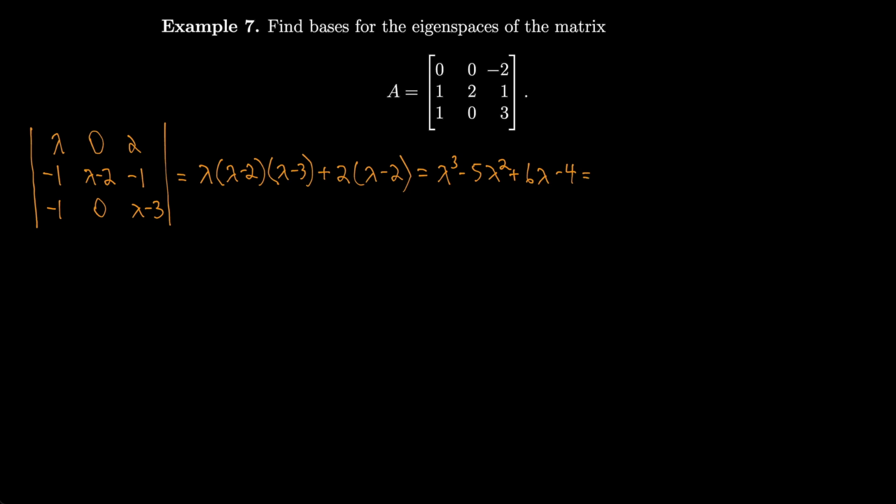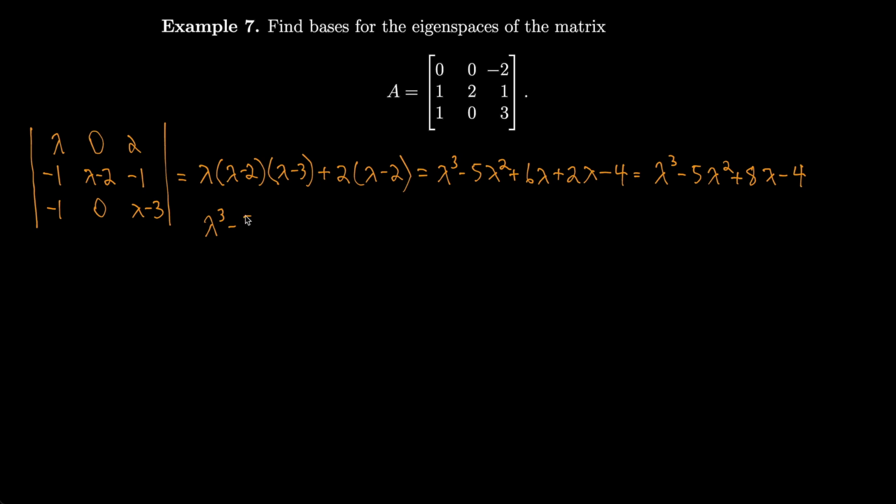And I could, oh wait, I'm missing a minus, no, I'm missing a plus 2 lambda. There we go, minus 4. Okay, so then I will combine 6 lambda and 2 lambda, and I'll get lambda cubed minus 5 lambda squared plus 8 lambda minus 4. Okay, so let's set that equal to 0.